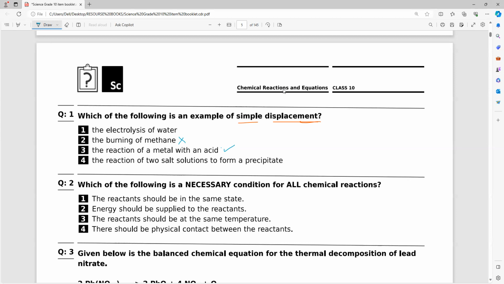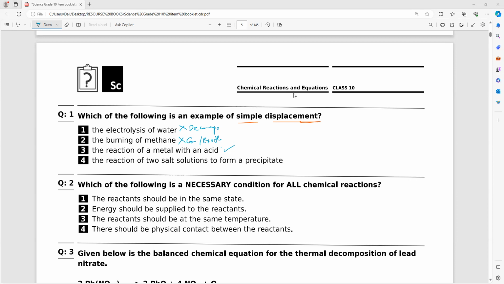What reaction? Electrolysis of water. Decomposition reaction. Burning of methane. What reaction? Combustion reaction. Exothermic. Because there is no single product. If it is a single product, you can say combination, but it is two products, so we cannot say combination. So we can say combustion and exothermic.